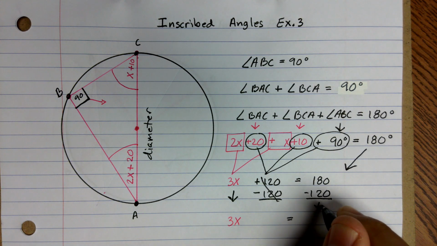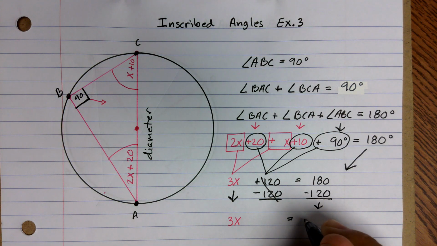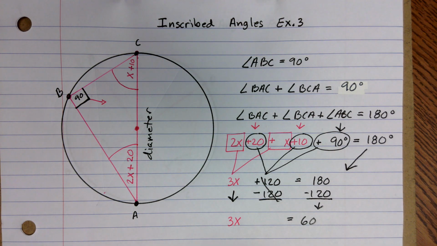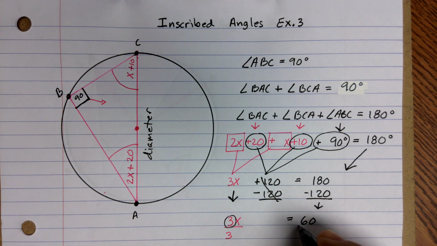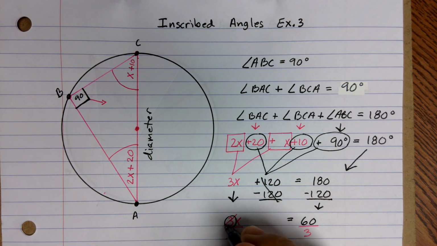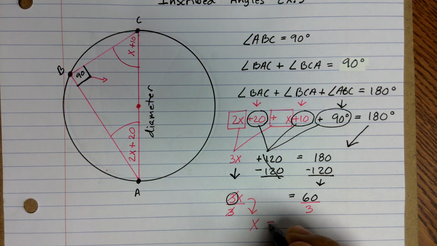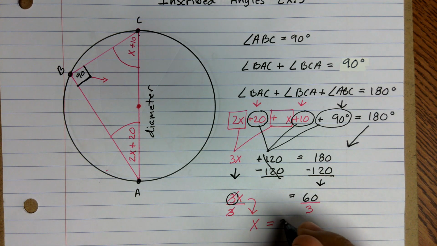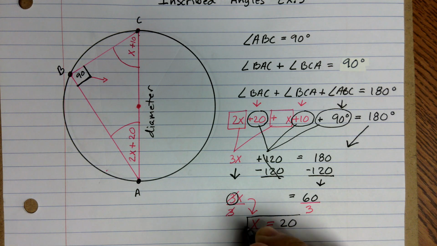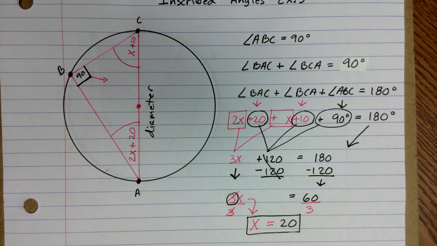And I'm going to bring down the answer to this, which is 60. Now I need to go ahead and divide by my coefficient, the number that's in front of x. I'm going to divide by it on both sides to get rid of it. On the left, 3 goes into 3 one time, which simply leaves me with x, is equal to, and 3 goes into 60 20 times. So what we've done is we figured out that x is 20.